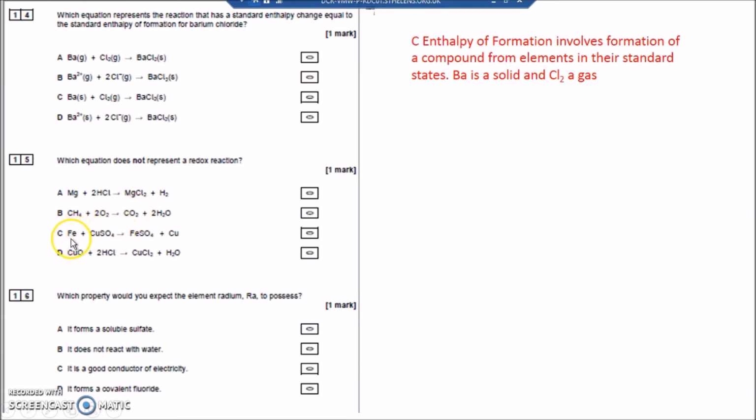Fe is in oxidation state 0 there as an element on its own. SO4 is a 2- ion. There's no charge overall, so the Fe must be in +2. It's gone from 0 to +2. It's been oxidized.